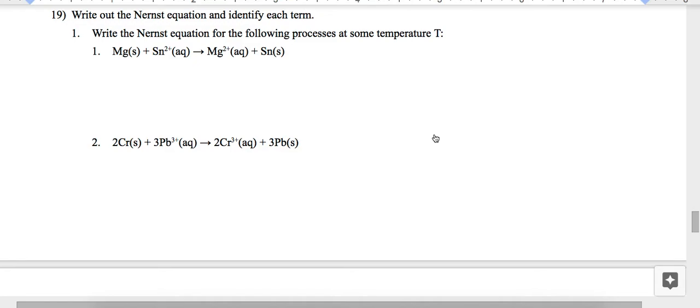Now we get to the Nernst equation. So we have a couple of these that we are just asking for the Nernst equation to be written out. So we have, I'll do the first one.